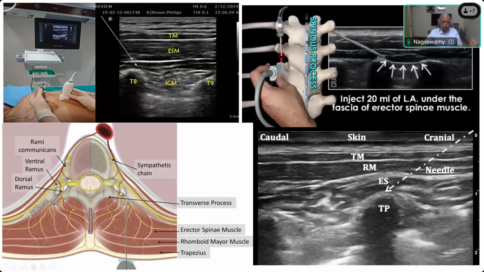So all the nerves are coming here. This is the erector spinae muscle, and underneath that you have the transverse process. In this area the spinal nerves are coming out. So by depositing a large volume of local anesthetic, you can get the block to work. You have to do it on both sides. Whenever you want to do the surgery, you have to do the bilateral erector spinae block.